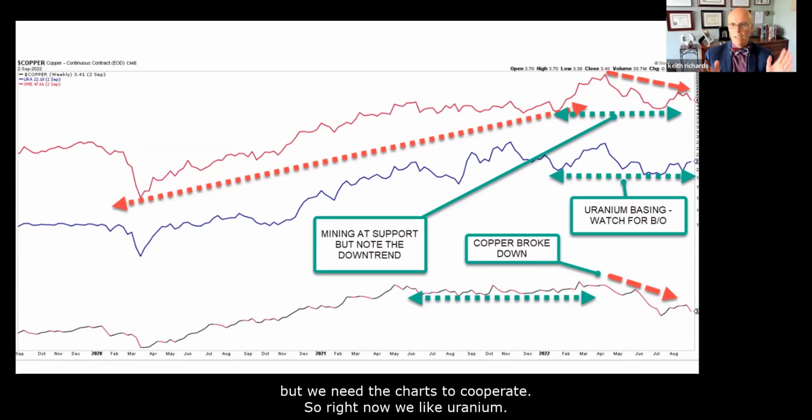So right now, we like uranium. We don't like the mining sector for now. But remember, you're allowed to change your mind, and that's the beauty of charting. The chart changes, you get to change.